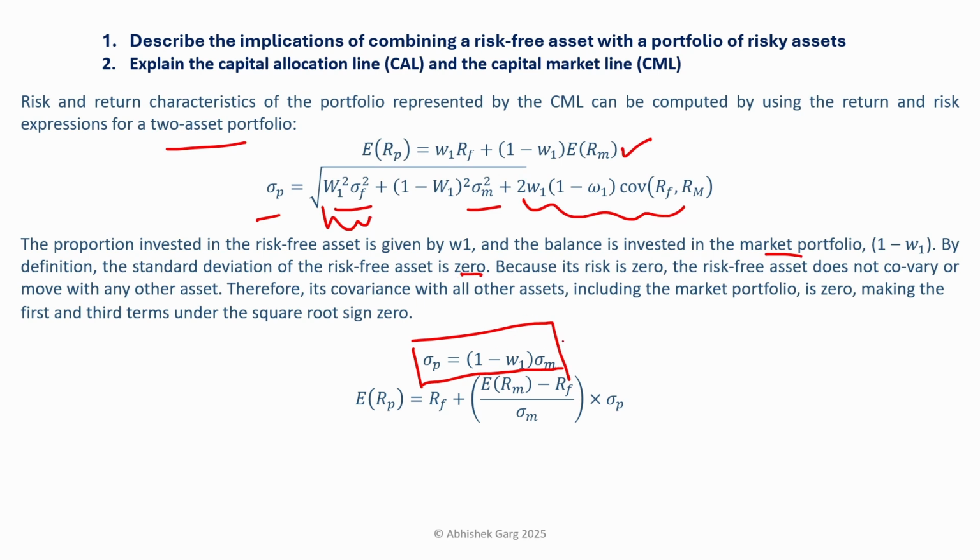So using this equation, we can rewrite the expected return of a portfolio like this. The expected return of a portfolio is equal to the risk-free return plus the expected return on the market portfolio minus the risk-free return. This is the return to bear some risk, divided by the standard deviation of the market portfolio, times the standard deviation of the resulting portfolio.